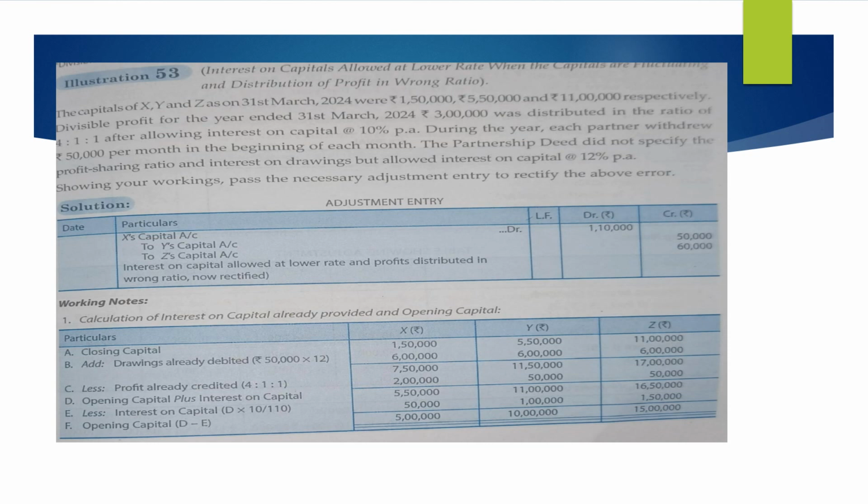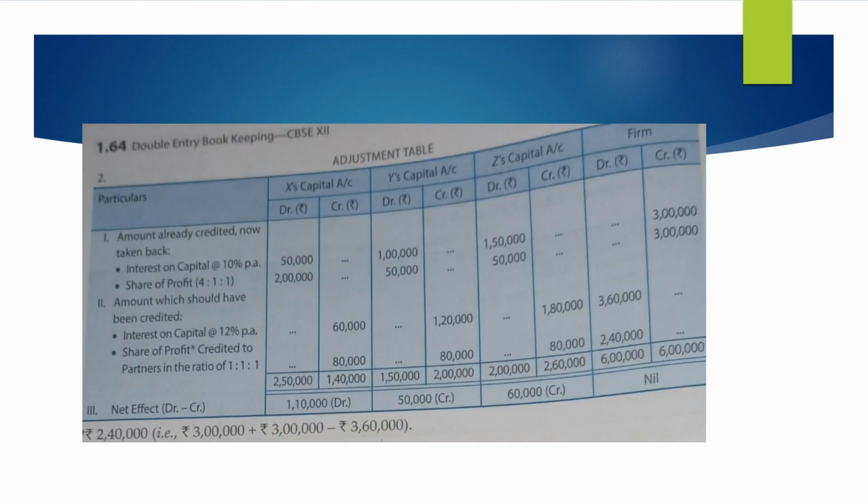Now let us transfer it to the adjustment table. When we transfer it to the adjustment table, first we are supposed to write the rectification entry, that is, the wrong entry that had been passed by the firm. The interest on capital at 10%, which was a mistake passed by the firm, should be debited to X's, Y's and Z's capital, because it is an expense for them and the firm is generating an income from this. The share of profit should also be debited to X's capital, Y's capital and Z's capital.